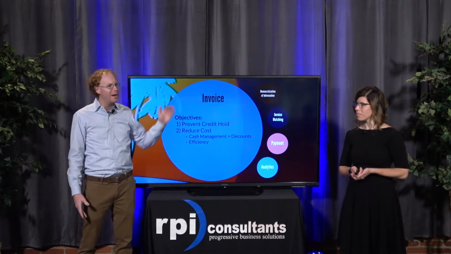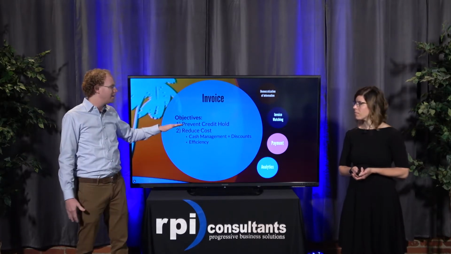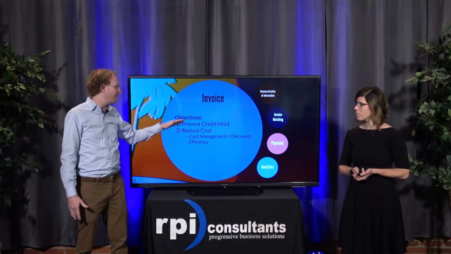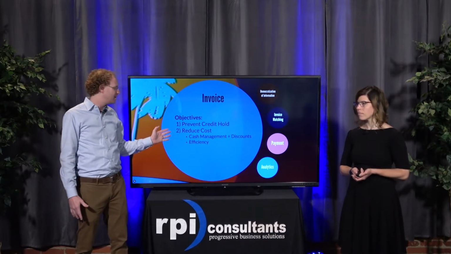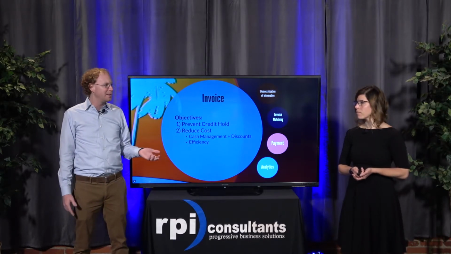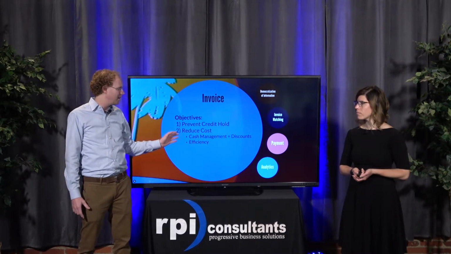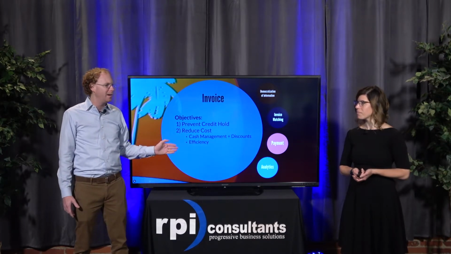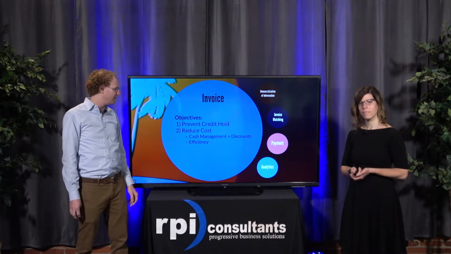That's where we want to line up our metrics to measure our ability to stay far away from a possible credit hold situation. Our secondary goal is to reduce the processing cost, right? Every invoice that we process takes time and money. So we want to do everything we can to increase our efficiency and get a higher volume of accurate processing with fewer resources.